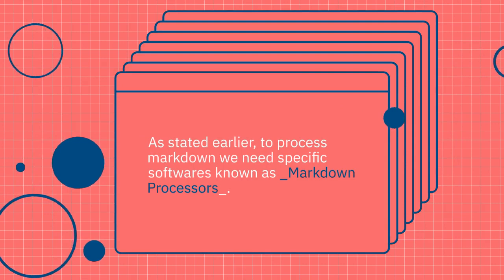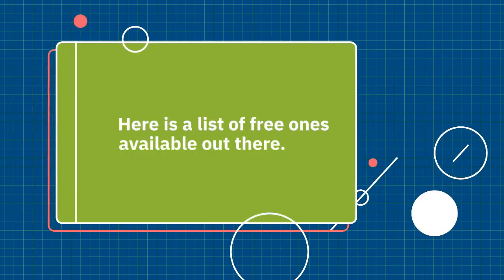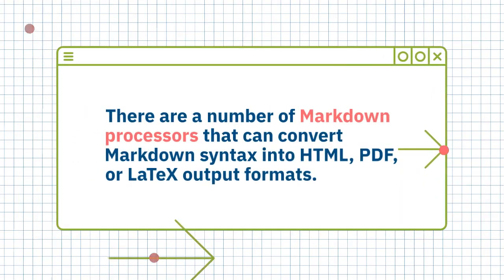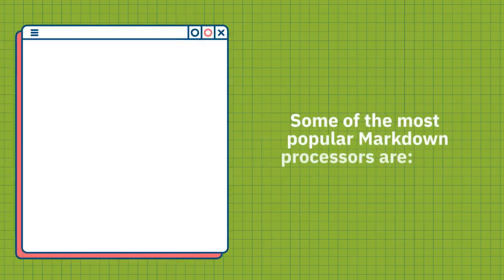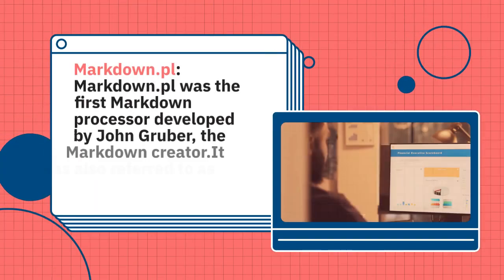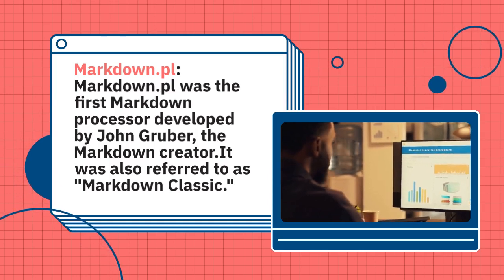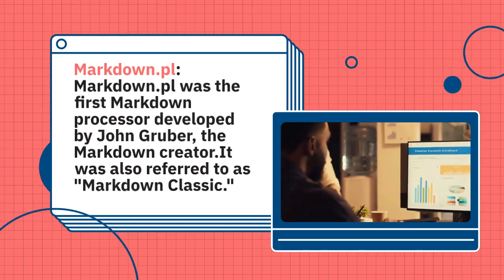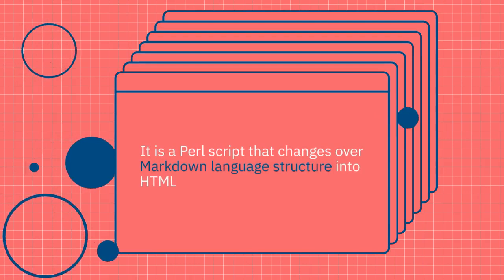How to process Markdown? As stated earlier, to process Markdown we need specific software known as Markdown processors. Here is a list of free ones available out there. There are a number of Markdown processors that can convert Markdown syntax into HTML, PDF, or LaTeX output formats. Some of the most popular Markdown processors are Markdown.pl. Markdown.pl was the first Markdown processor developed by John Gruber, the Markdown creator. It was also referred to as Markdown Classic. It is a Perl script that converts Markdown syntax into HTML.